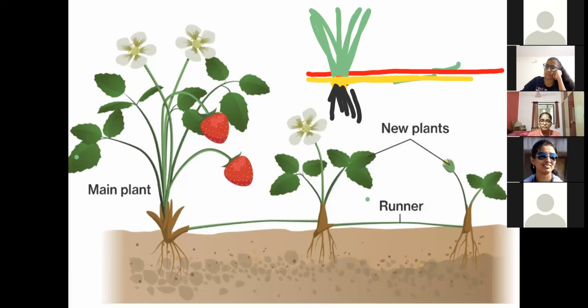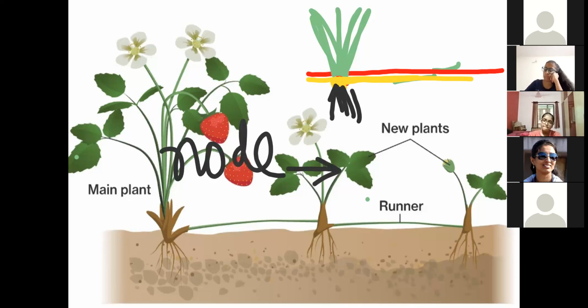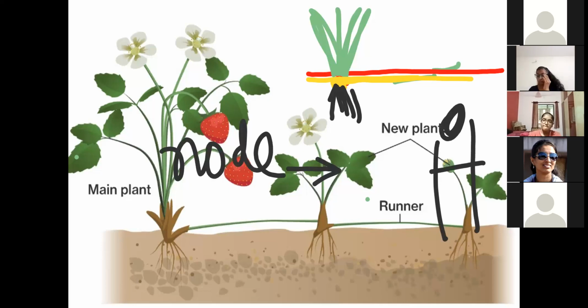Now you know that on the stem, nodes and internodes are present, right? One more point to remember regarding the node: in the nodal region, just like the apical bud and axillary bud, meristematic tissues are present. Even in this nodal region, meristematic tissues are present. Remember, meristematic tissues are present where in the plant? Apical bud, axillary bud, and node.